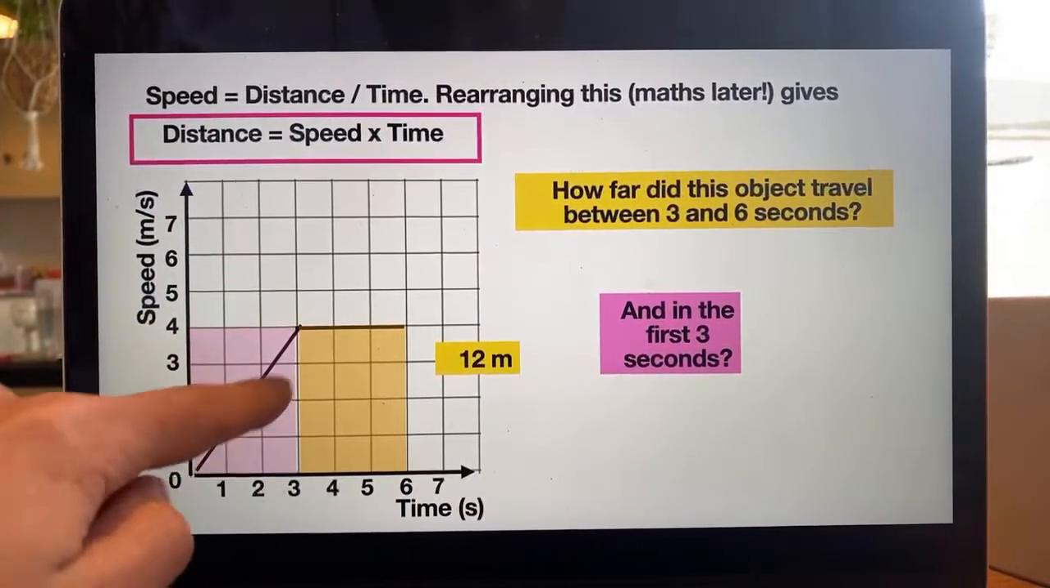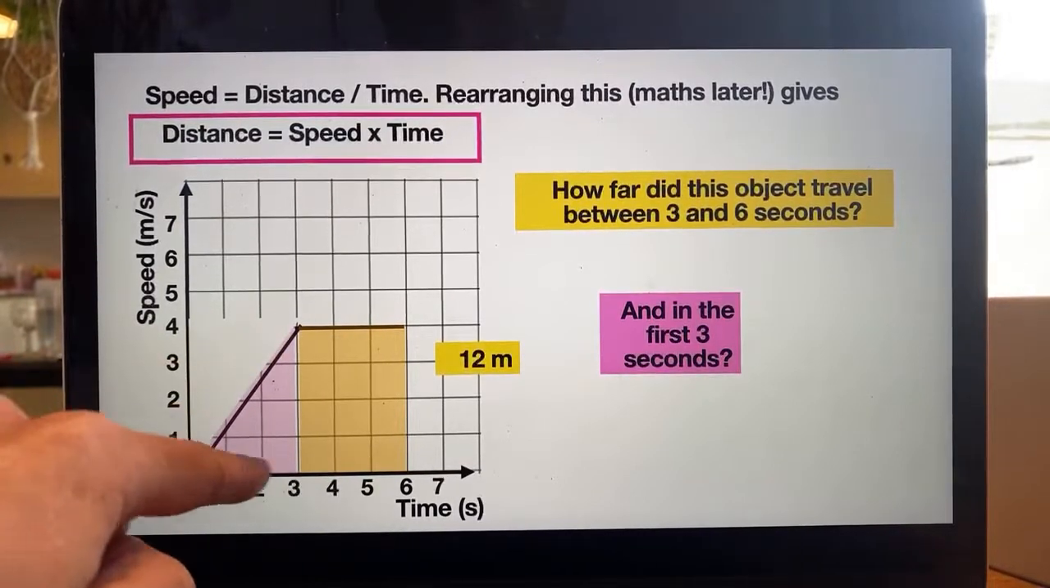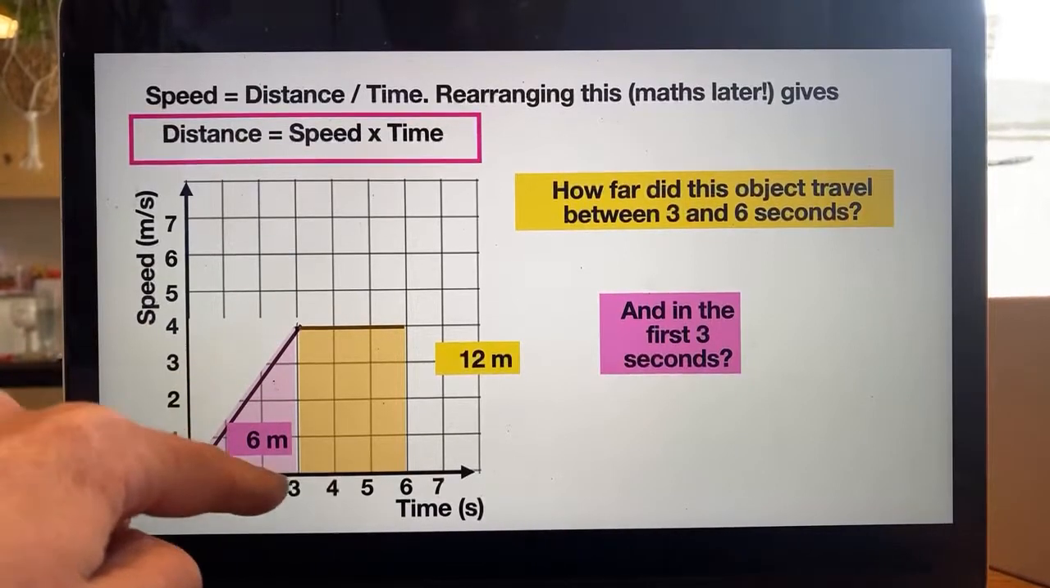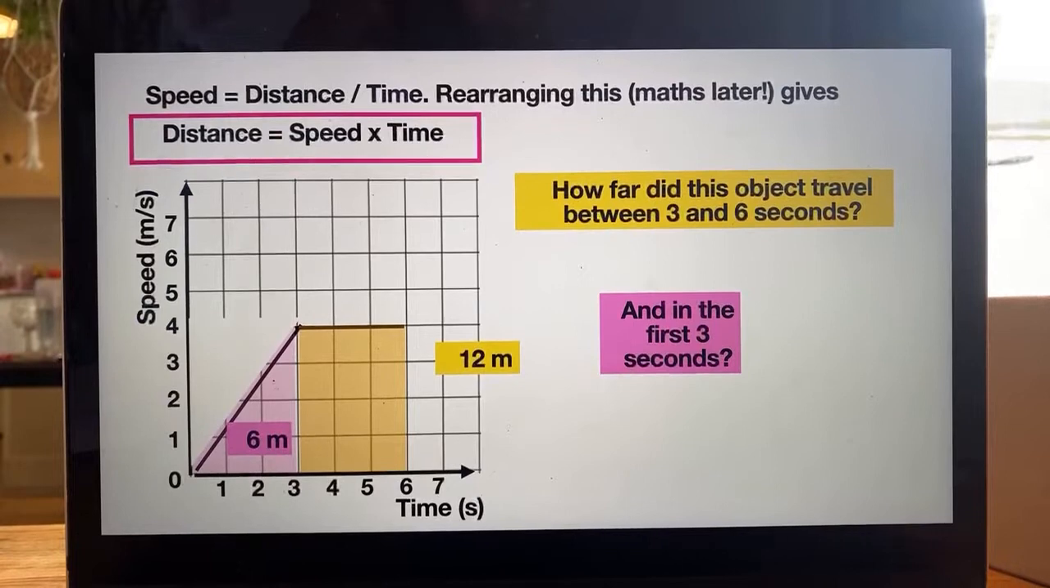The area, look, it's a triangle, so it's half of that. So you've got to half it. So the area, 3 times 4 is 12. So remember to half it. And the distance that it travelled in the first 3 seconds was 6 metres. Whew, there's a lot there. There's a real lot there.